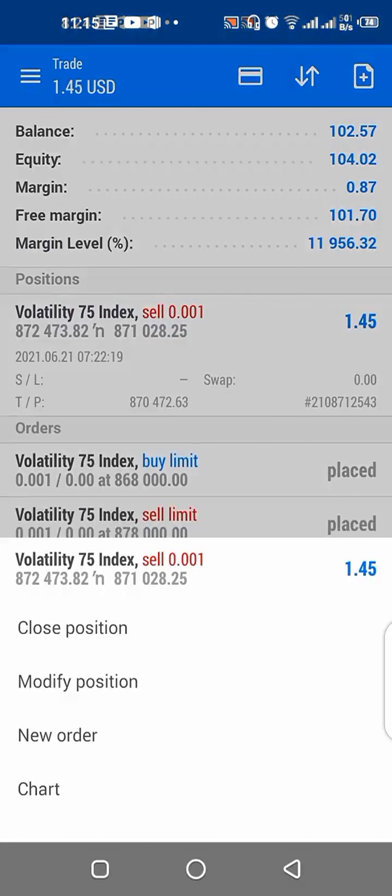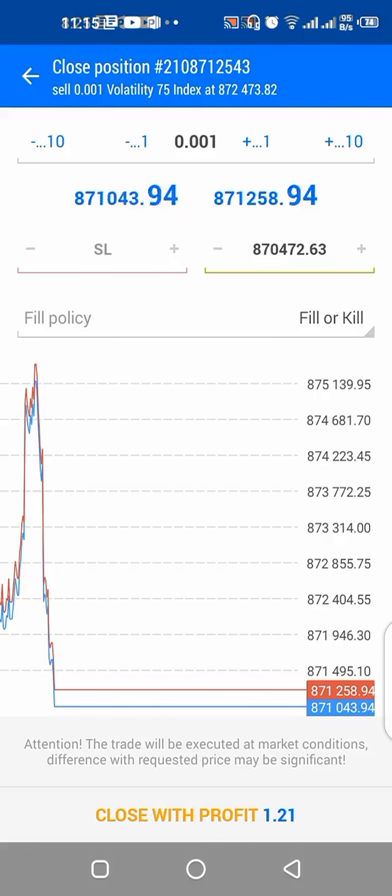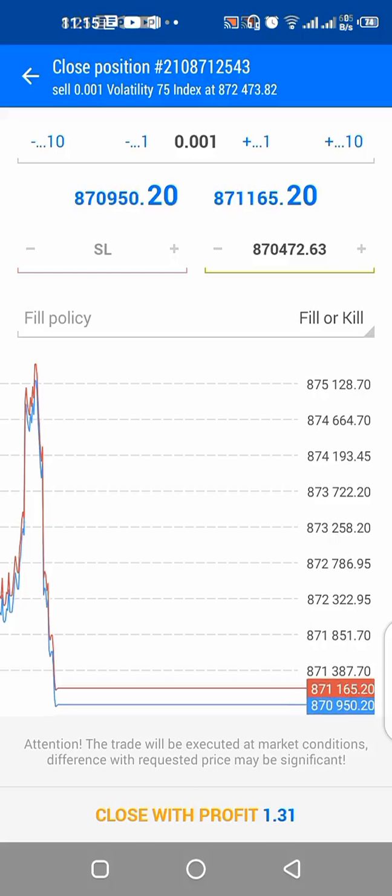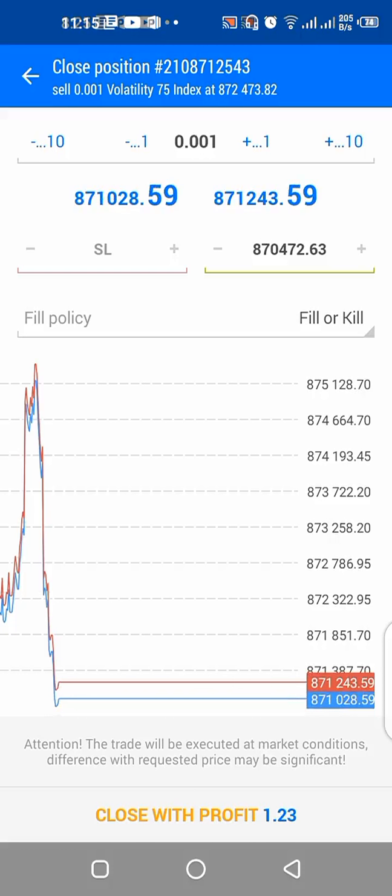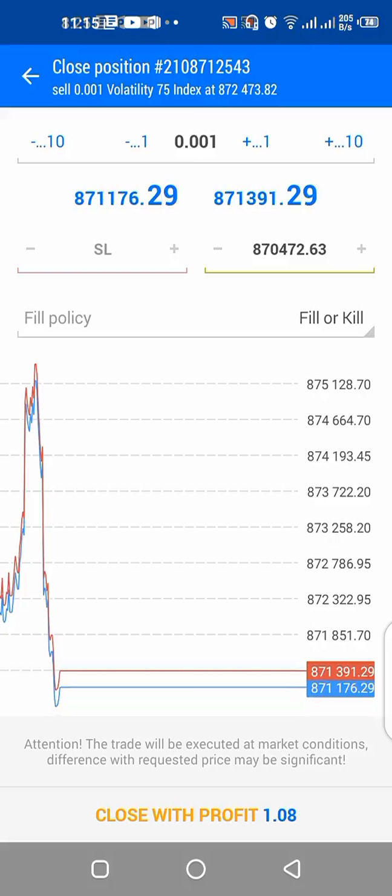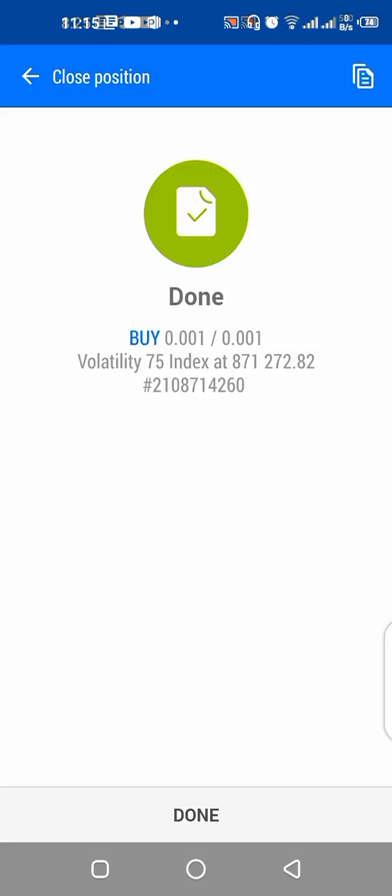Now can see the battle between the sellers and the buyers. Can see the fluctuation, and that's the take profit, about 2,000 points before it gets to the buy limit.